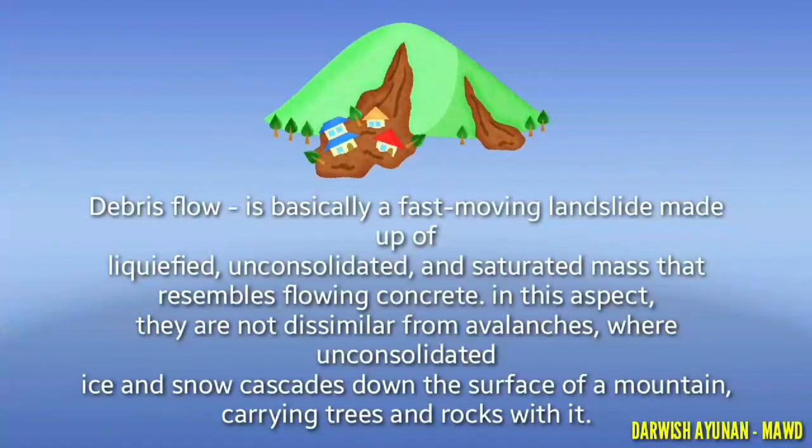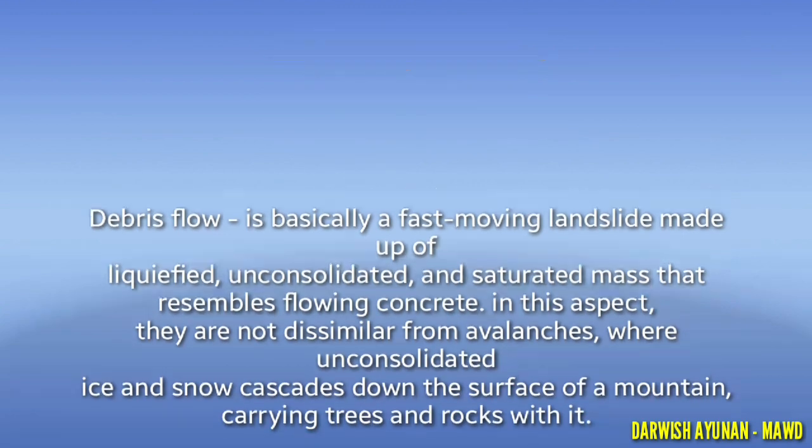Let's talk about debris flow. Debris flow is basically a fast-moving landslide made up of liquefied, unconsolidated, and saturated mass that resembles flowing concrete. In this aspect, they are not dissimilar from avalanches, where unconsolidated ice and snow cascades down the surface of a mountain, carrying trees and rocks with it.